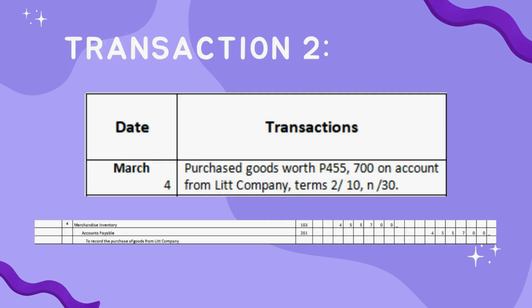Transaction 2, March 4. Purchase goods worth 455,700 on account from Lead Company. Terms, 2% discount in 10 days within 30 days. In the General Journal, merchandise inventory will be debited with 455,700 pesos and accounts payable will be credited with 455,700 pesos.